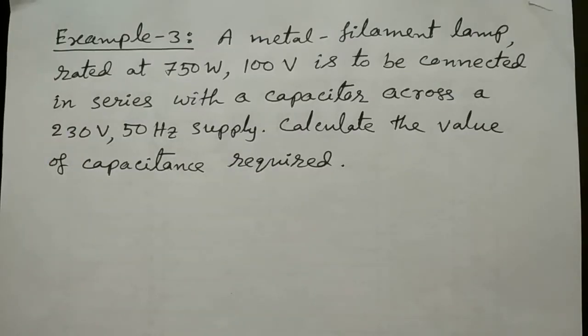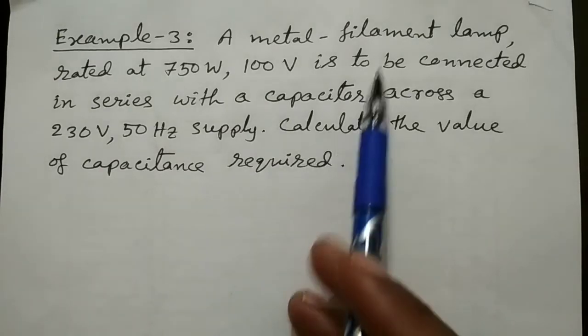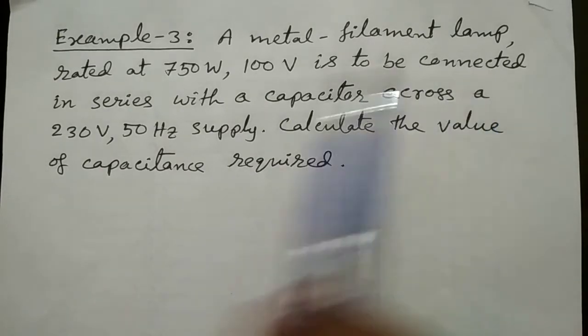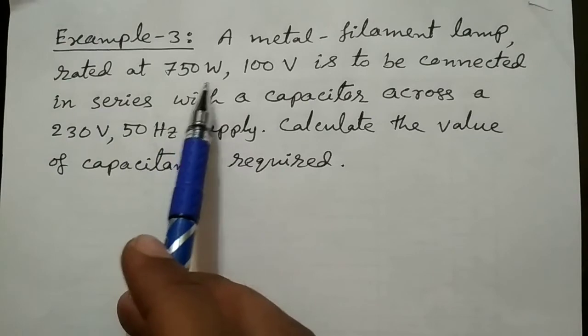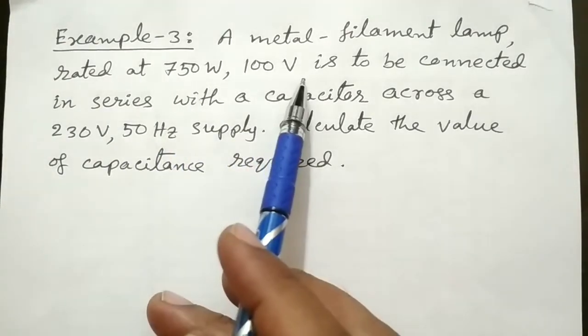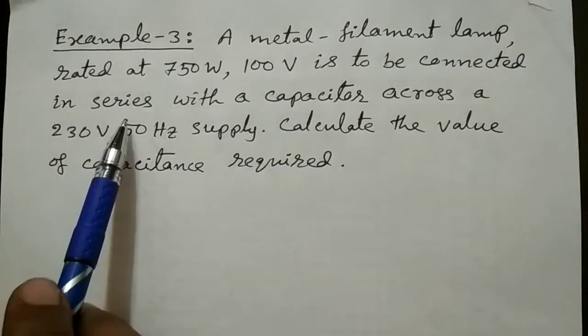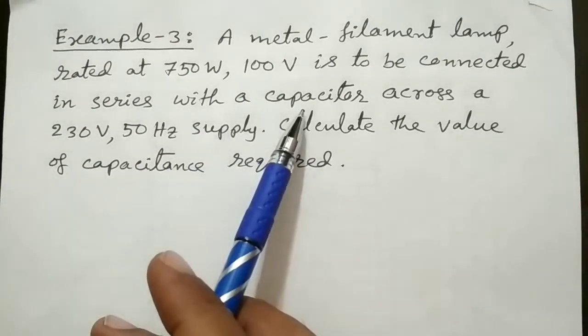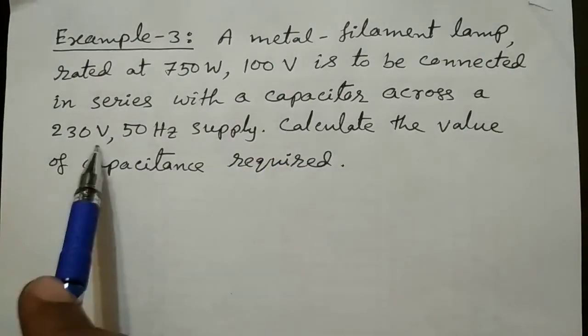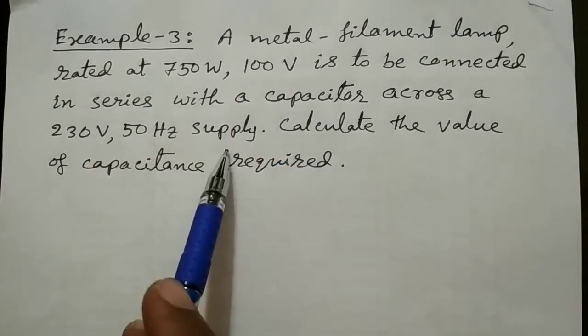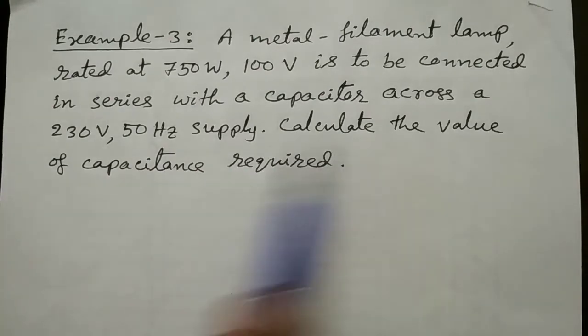There is a third example. A metal filament lamp rated at 750 watt 100 volt is to be connected in series with a capacitor across a 230 volt 50 Hz supply. So calculate the value of the capacitance required.